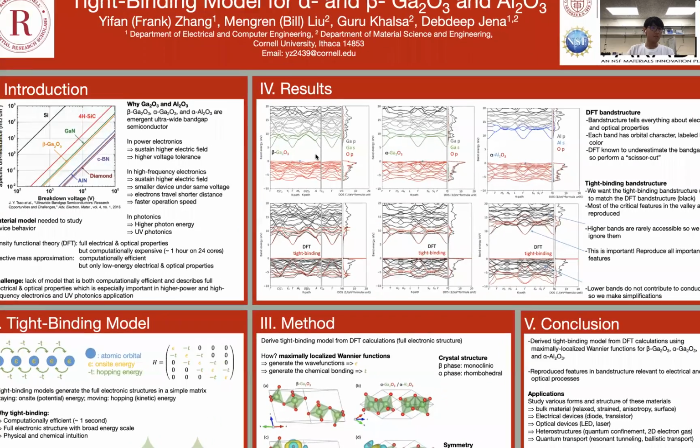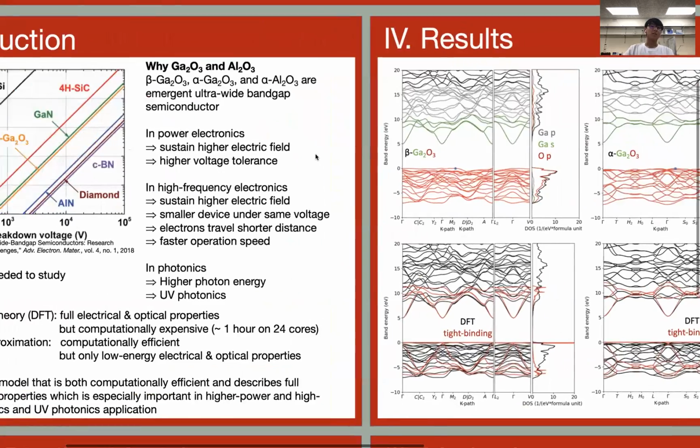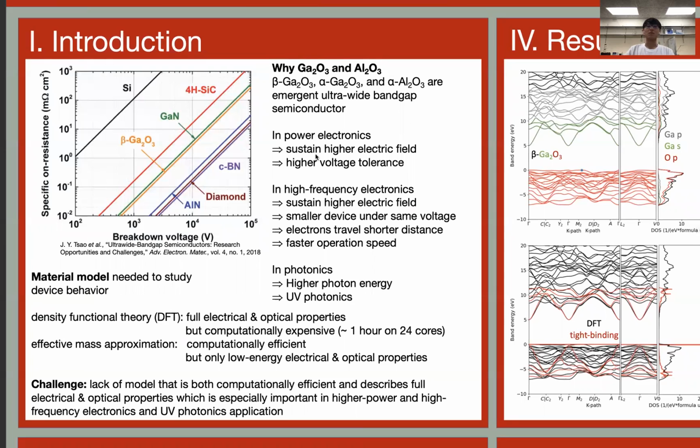As an introduction, beta gallium oxide, alpha gallium oxide, and alpha aluminum oxide are what's called emergent ultra-wide bandgap semiconductors. The fact that they are wide bandgap semiconductors makes them very advantageous, actually orders of magnitude more advantageous than silicon in power electronics and high frequency electronics, and they also make UV photonics in semiconductors possible. Studying electrical and photonic devices made from these materials requires careful modeling of their material properties.